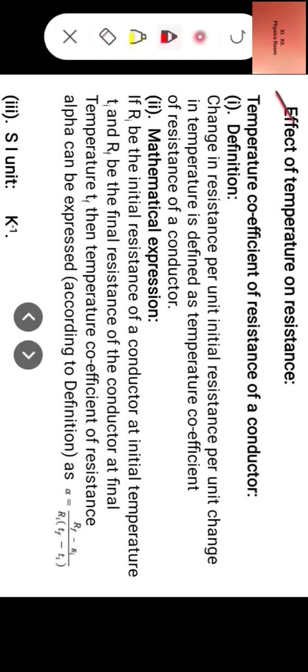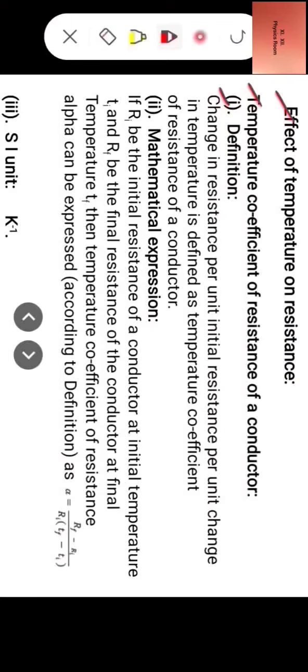Now the first term that we have to understand is the temperature coefficient of resistance of a conductor. Now first take up its definition. What is the definition? Change in resistance per unit initial resistance per unit change in temperature is defined as temperature coefficient of resistance of a conductor.